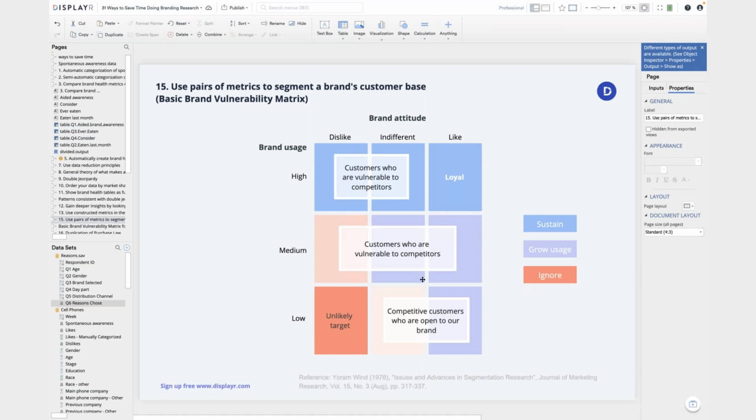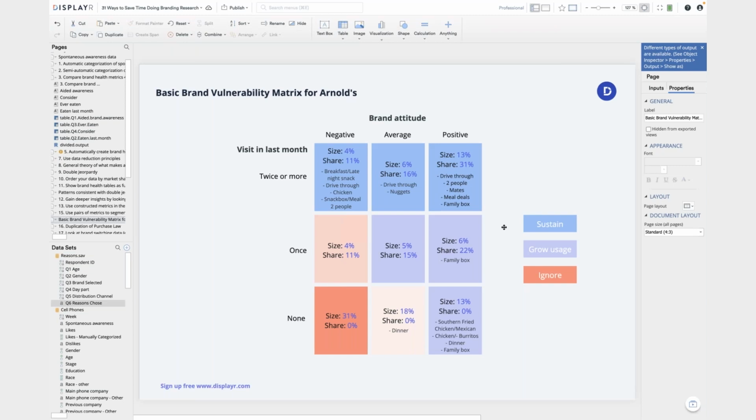If we look at this particular chart table here, we're now looking at it for the Arnold's brand, and we're looking at customers. I'm going to focus on the bottom right corner. Customers have got a positive brand attitude but aren't using. That's 13% of the market, and Arnold shares 0% in this segment. Why aren't they using? Well, we can find out what their needs are. They want Southern fried chicken. They want chicken, they want burritos, meals, dinners, and family boxes. And so the recommendation becomes really simple for Arnold's. If they want to grow their share, an opportunity is to move into kind of chicken, Mexican type menus at the dinner time.